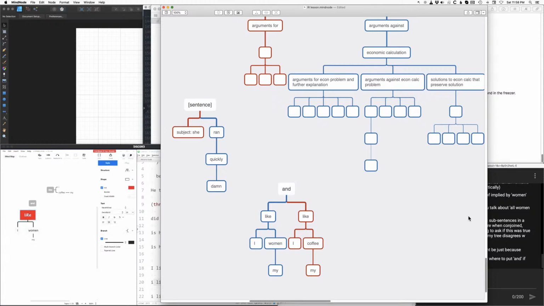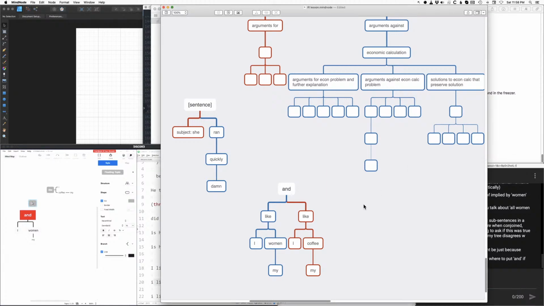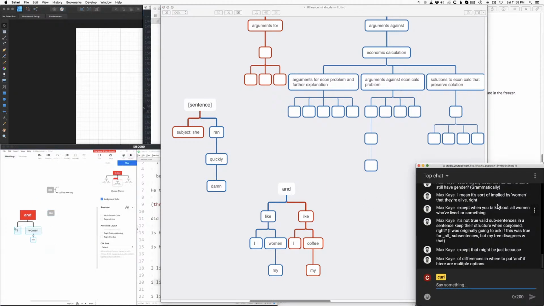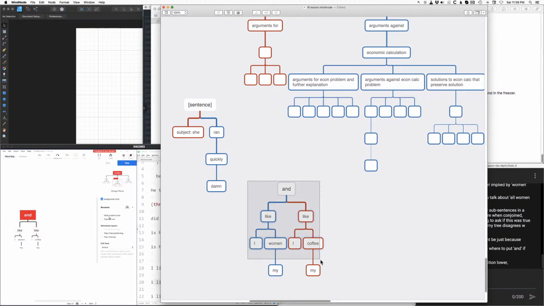Okay, so this needs to be an and, this needs to be like, then you guys are going under. And then I can theme, multi-branch color.